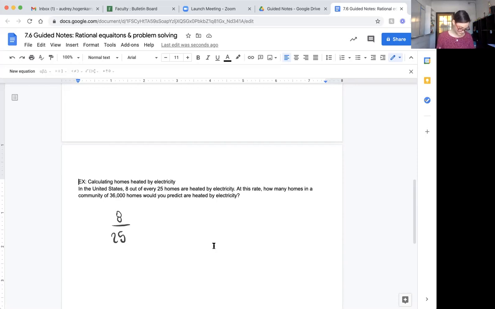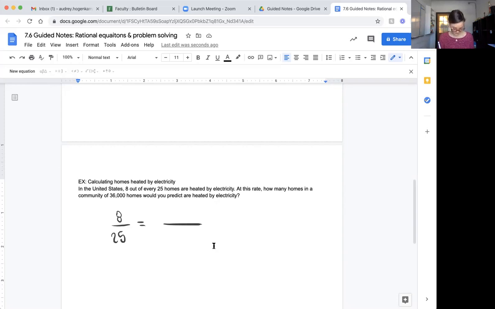Okay, so we know 8 homes are heated by electricity out of 25 total homes. And we want to set that equal to an equivalent kind of fraction, right? And that's called a proportion. And I'm going to go back in these notes and type out the definitions. But a ratio is the quotient of two numbers or two quantities. And since rational expressions are quotients of quantities, rational expressions are ratios also. A proportion is a mathematical statement that two ratios are equal.